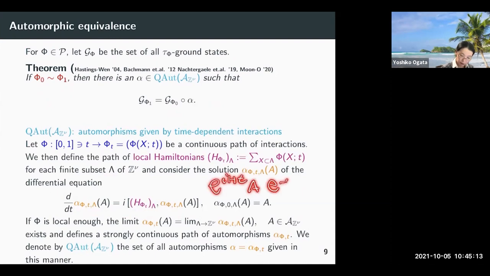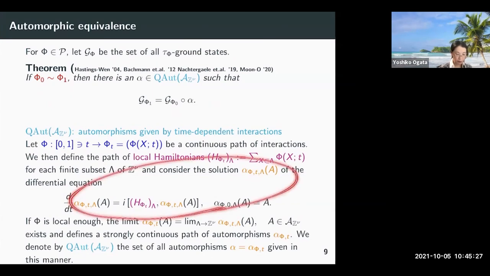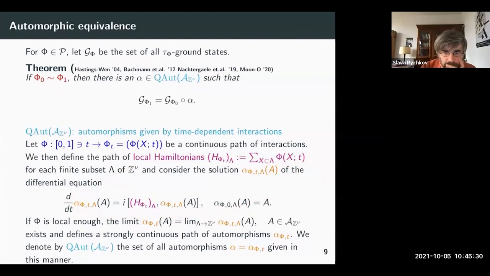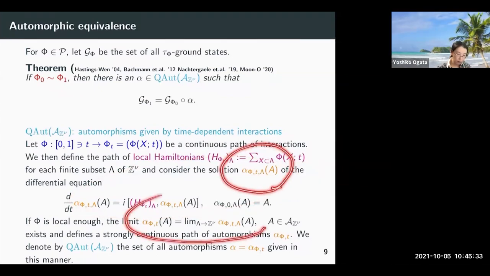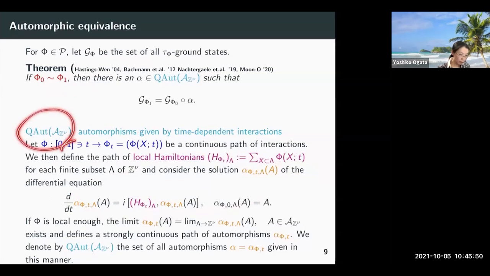So as a result, we obtained some Heisenberg dynamics like this. But now we are considering time-dependent ones, so in general it may not be of that form, but what we are doing here is the same as we did to construct a dynamical system. We consider this solution and take the thermodynamic limit. If our path of interactions is local enough, then this limit exists and defines a strongly continuous path of automorphisms. What I mean by Q out is the automorphism given in this manner with some T and some path phi.